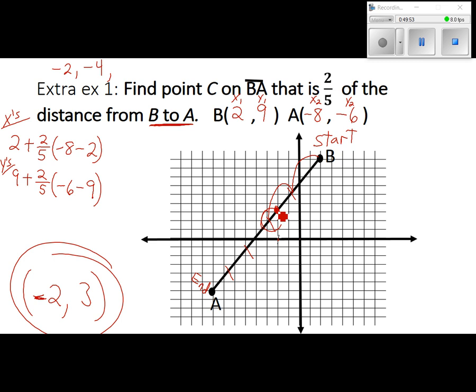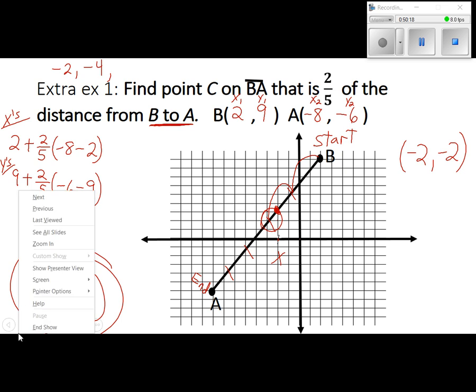Give me an answer that you would have known was incorrect on that problem. -5. Say it again, -2, -2. Could the answer be -2, -2? No, it's not gonna fall on the segment. All right, so you can have some idea if you graph it where you should be about.